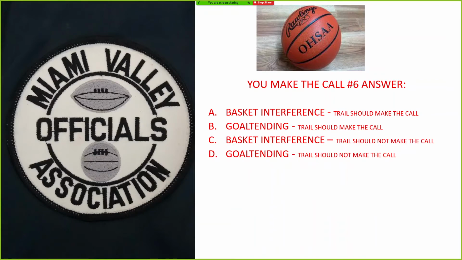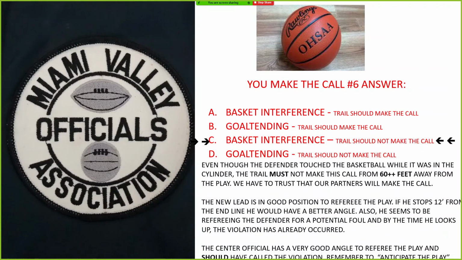The ruling here is C, basket interference, and the Trail should not make the call. Even though the defender touched the basketball while it was in the cylinder, the Trail must not make this call from 60 plus feet away from the play. We have to trust that our partners will make the call.